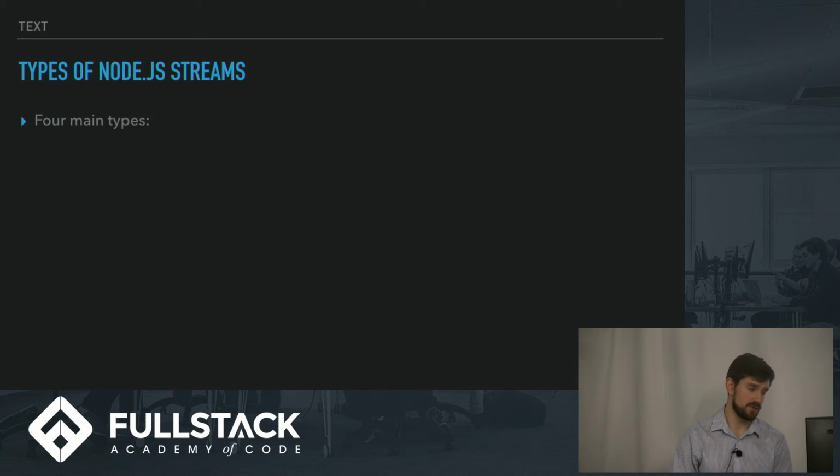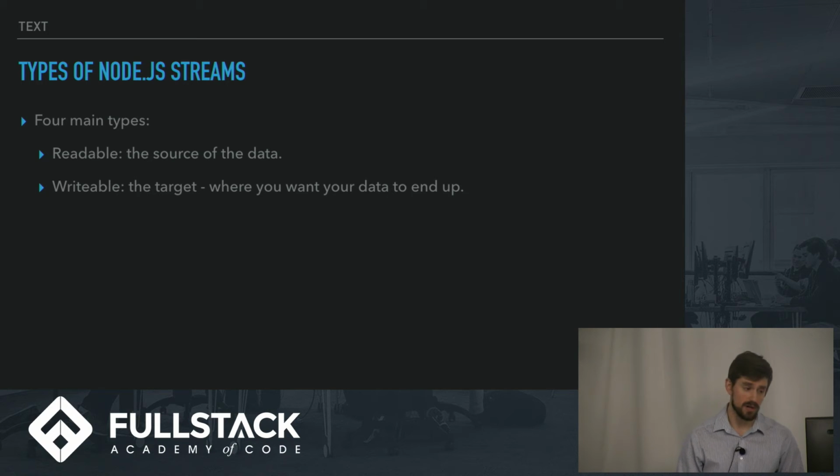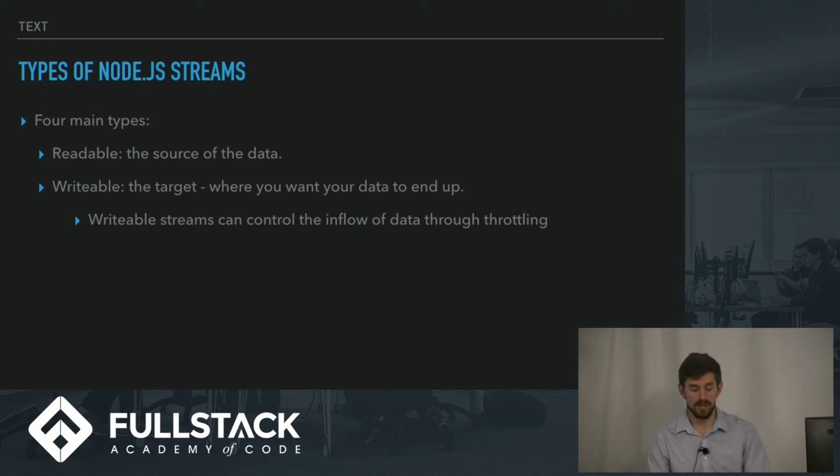So there's 4 types of streams. There's readable streams, which are the source of your data. There's writable streams, which is where you want your data to end up. And something really cool about writable streams is they allow you to throttle the inflow of data so you can have more control over how data arrives with time.